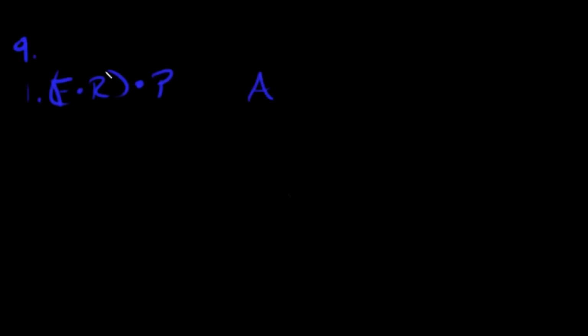Number 9, we got F.R.P, with parentheses around the F and the R. But what we want to solve for is F dot parentheses R and P. At first glance, it might seem like these two are basically saying the same thing, because if we've got all ands and you can put the parentheses wherever you want, it seems like these are saying the same thing. Well, they are, but we need to logically prove that.